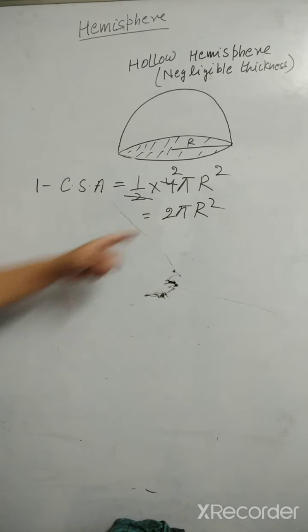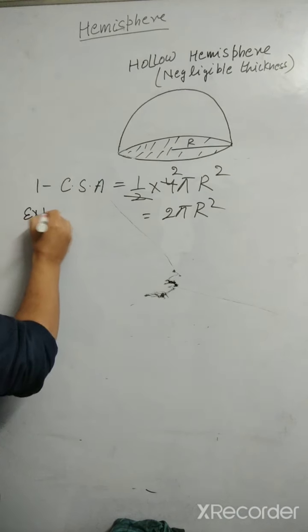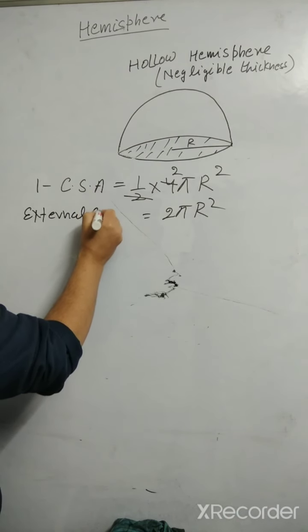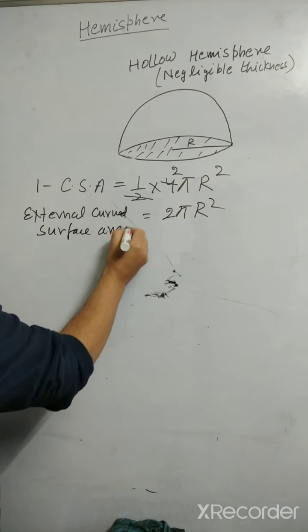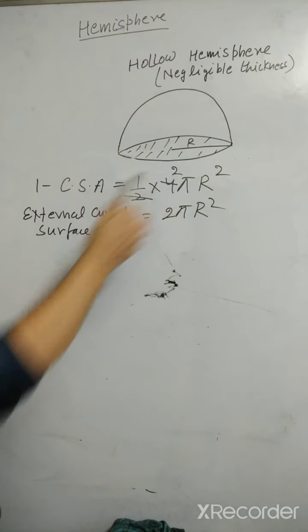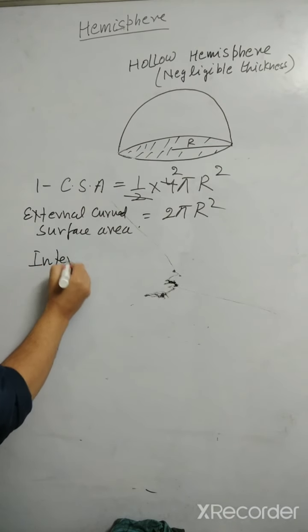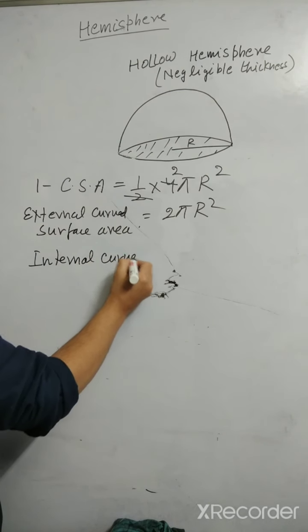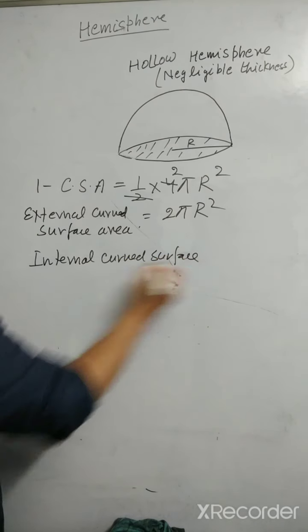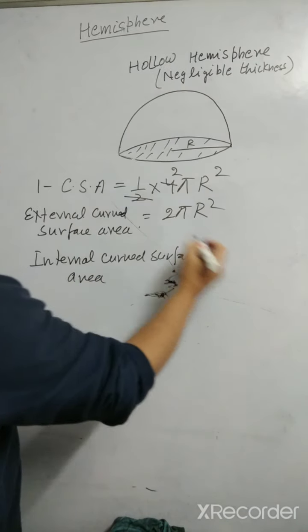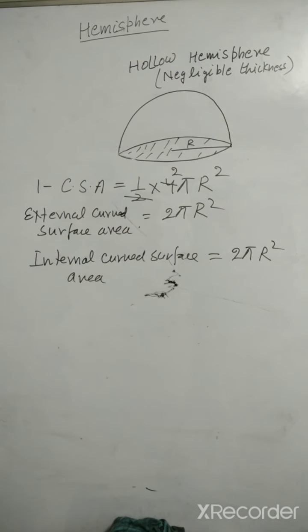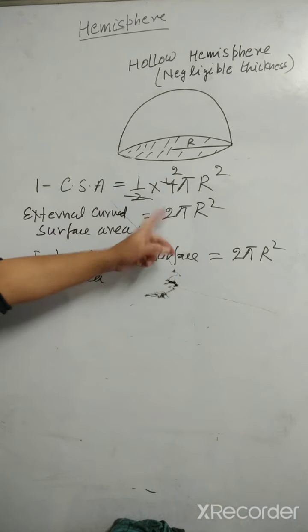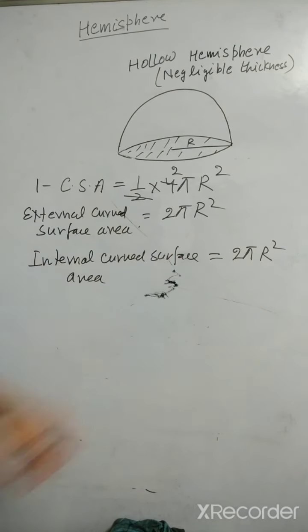So this is the external curved surface area. And the same will be the internal curved surface area. Internal curved surface area will also be the same, 2 pi r square. Right. So according to the question, you can use this formula if it is asked what is the total external and internal curved surface area.